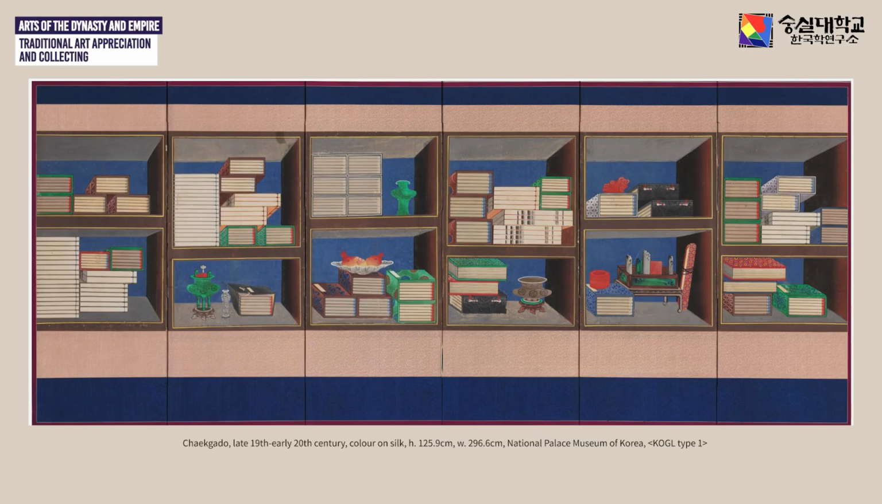The six-fold screen you see here is in the collection of the National Palace Museum in Seoul. It depicts shelves full of items valued by the scholar. It is therefore no coincidence that most of the items on the shelves are books, due to the high value Yangban scholars placed on studying. There are many records saying that the items diplomats frequently requested from China were books and maps.